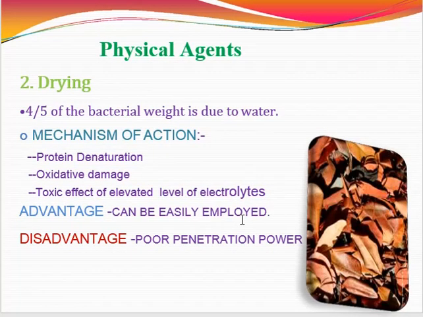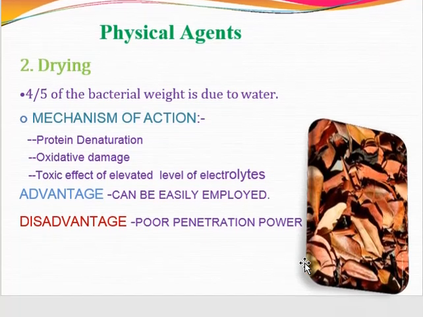The next is drying. Four out of five parts of bacterial weight is due to water. Drying causes protein denaturation, oxidative damage, and toxic effects of elevated levels of electrolytes. The advantage is that it can be easily employed, and the disadvantage is poor penetration power.